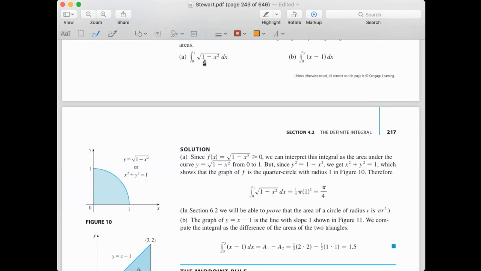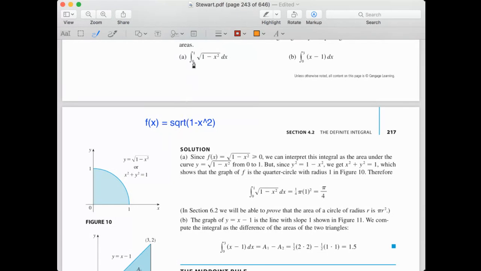That's a circle, right? Think of f of x equal to square root of 1 minus x squared. Square both sides, we have y squared equals 1 minus x squared. Move negative x squared to the other side, we have x squared plus y squared equals 1. So it's a unit circle, right? The function is part of the unit circle.